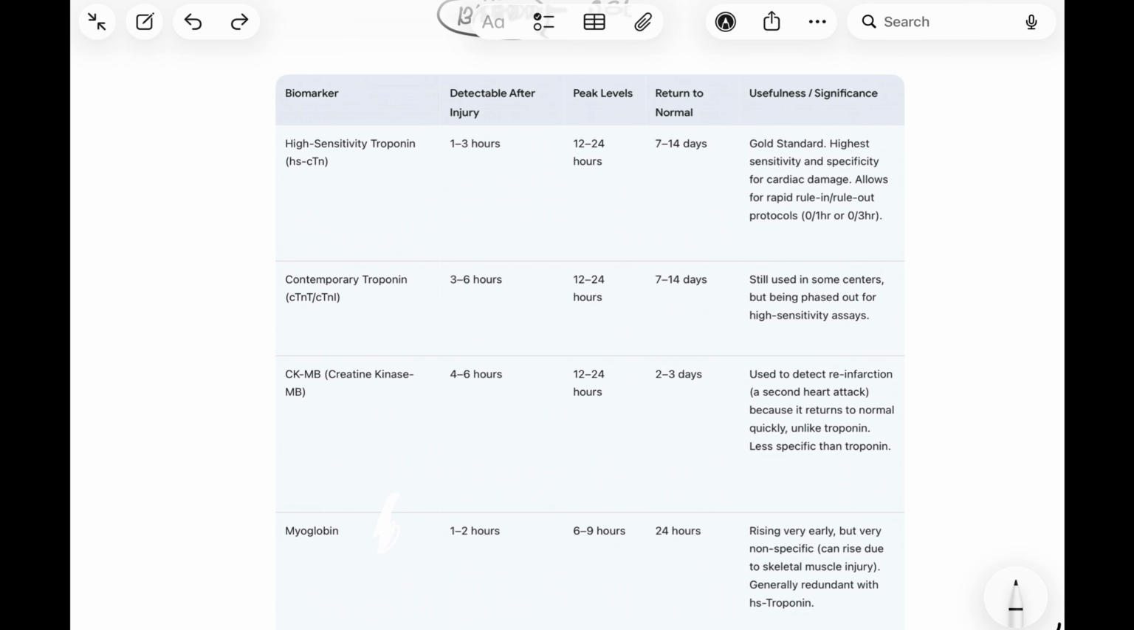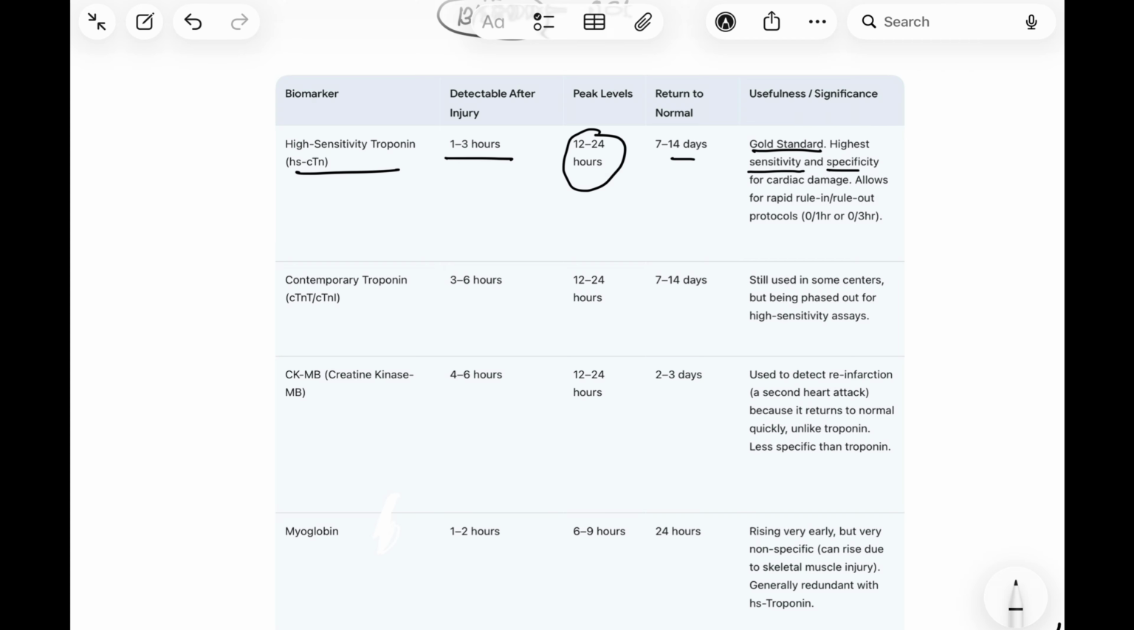So this is the table in which we can understand the levels of biomarkers that we get as per the time of injury. The first most important biomarker is high sensitivity troponin. It is first detectable within 1 to 3 hours, it peaks at 12 to 24 hours, and it remains in the blood for around 14 days. It is the gold standard, with the highest sensitivity and specificity for cardiac damage.